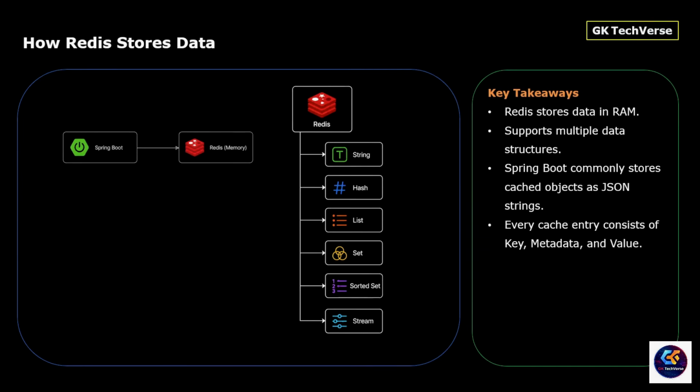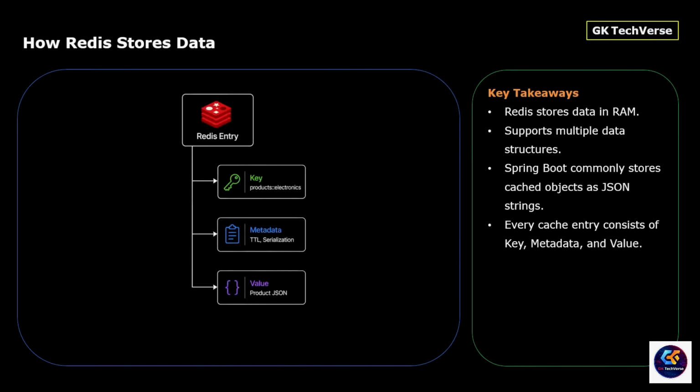In Spring Boot applications, when we use Redis as a cache, the most common data type is a string. Even if your application returns a Java object, Spring Boot serializes that object into JSON and stores it as a string value inside Redis. Now let's look at how one cache entry is stored.